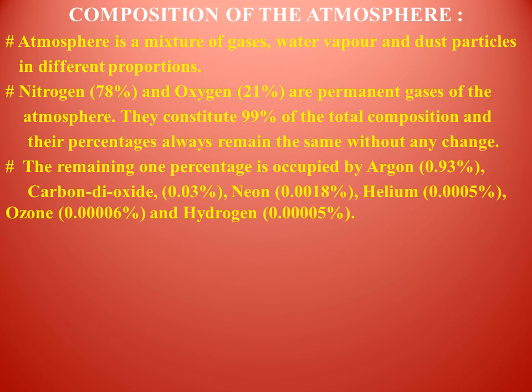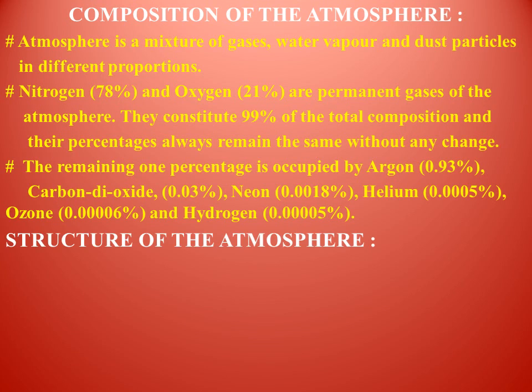Now next we are going to learn about the structure of the atmosphere. The atmosphere is thick near the earth's surface and thins out until it eventually merges with space. The 5 atmospheric layers are troposphere, stratosphere, mesosphere, thermosphere, and exosphere. Now we are going to learn about troposphere.